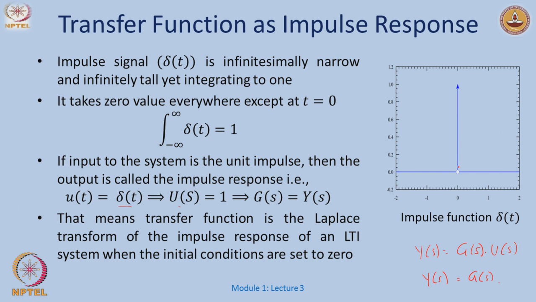By definition, the impulse is an infinitesimally narrow and infinitely tall signal. In speaking terms, it takes a value of 0 everywhere except at t equal to 0, where it is like an infinitely tall signal such that the area is 1. Okay, so how do we construct this impulse signal?